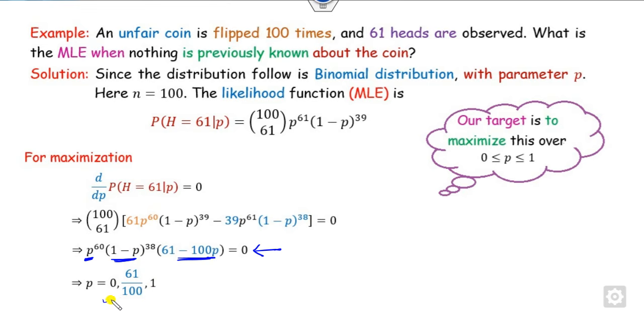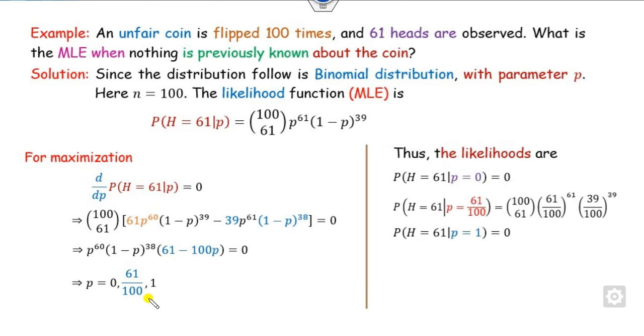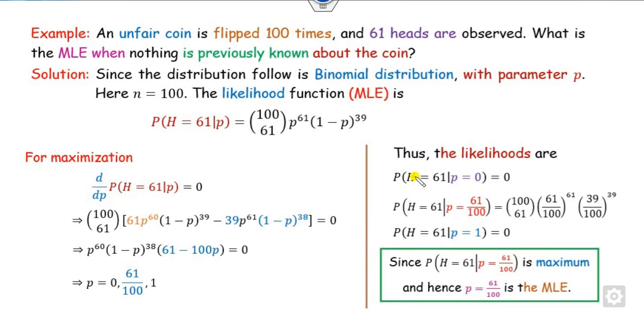Now you get the three probabilities. The rest of the task is similar. Your target is to find the values with 61 heads, with probability 0, with probability 61/100, with probability p equal to 1. Clearly, whenever p is equal to 0, what is the answer? It's 0. When p is equal to 1, the answer is again 0. And this answer is non-zero. So what is the maximum of them? Clearly this will be the maximum. Hence, the maximum likelihood estimate of this probability is 61/100.